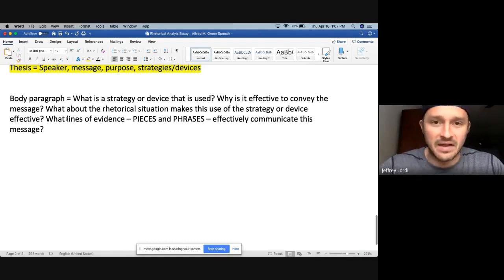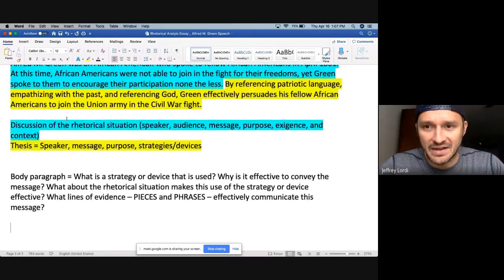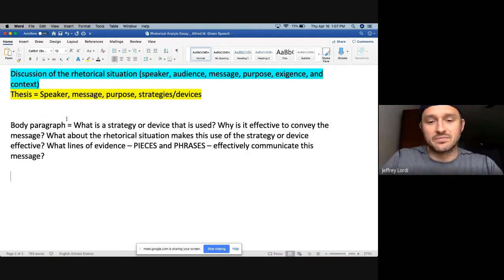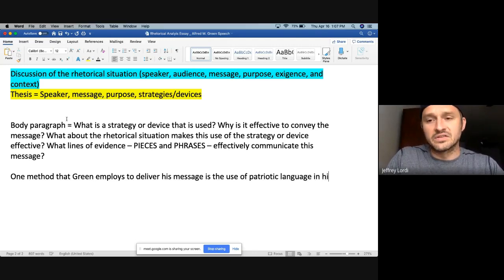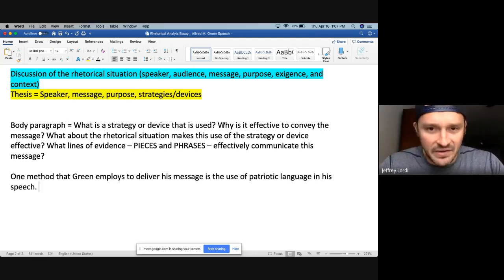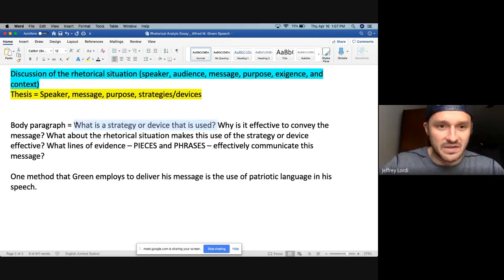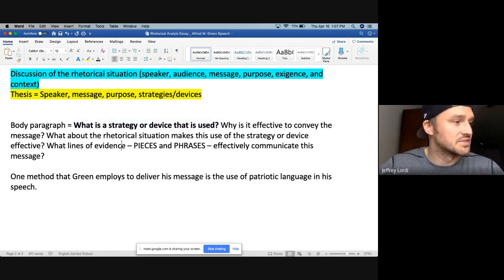So if I'm talking about patriotic language, I might just start off by saying one method that Green employs to deliver his message is the use of patriotic language in his speech. Okay, boom. So I've already hit this, right? So boom, I'm done with this. I've just talked about the strategy or device that's being used.